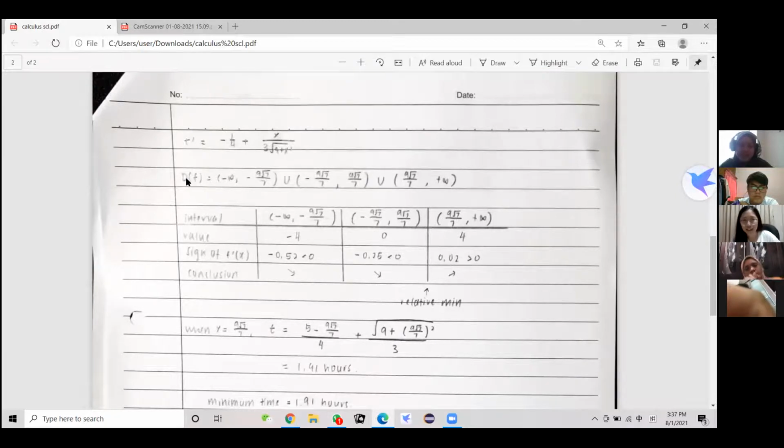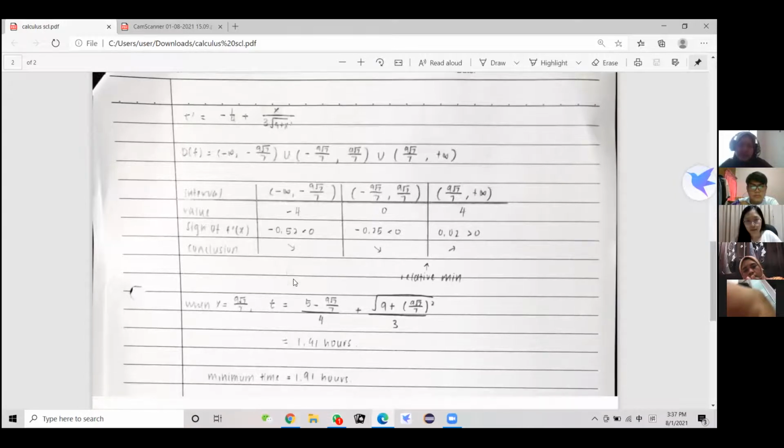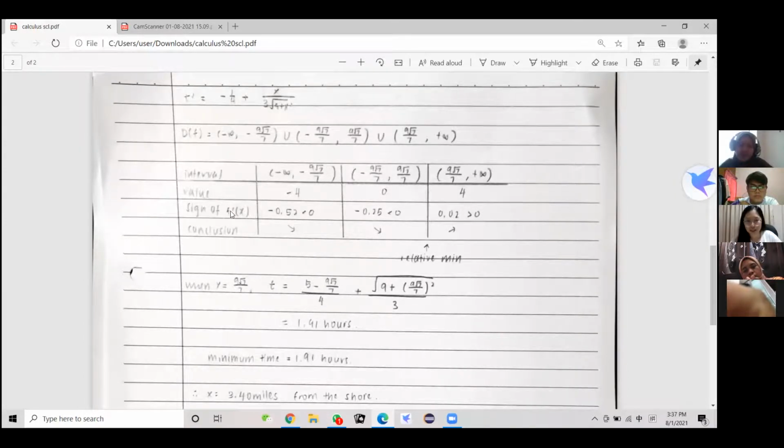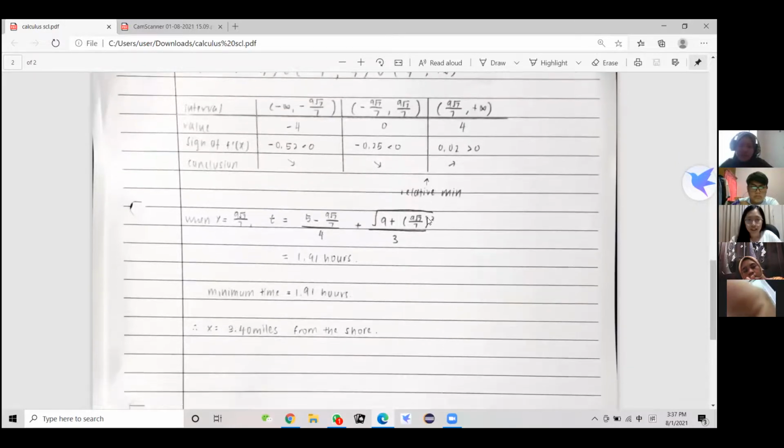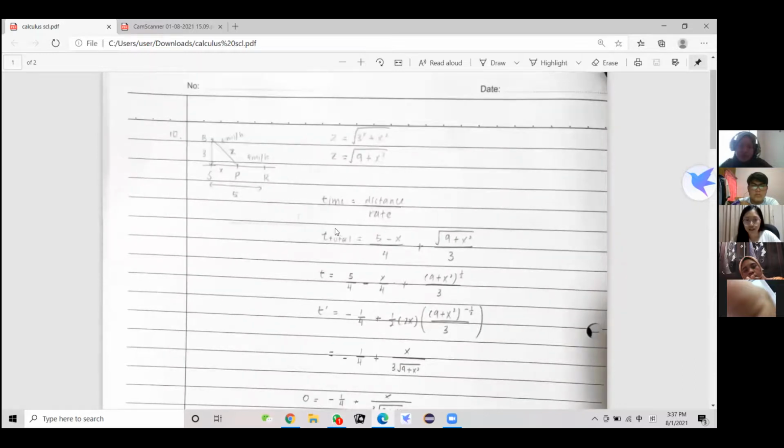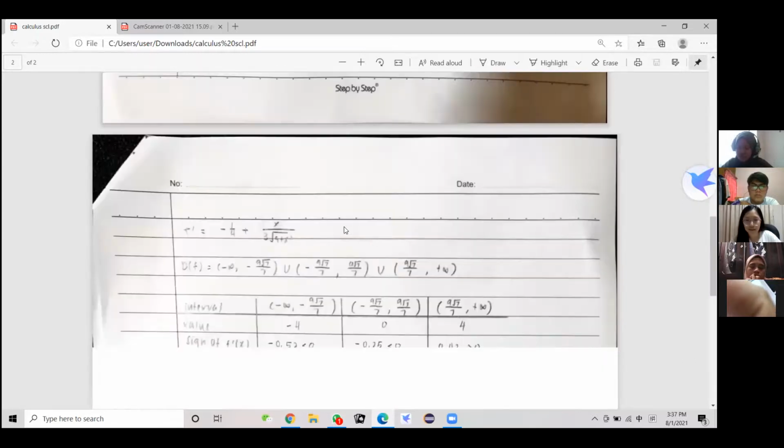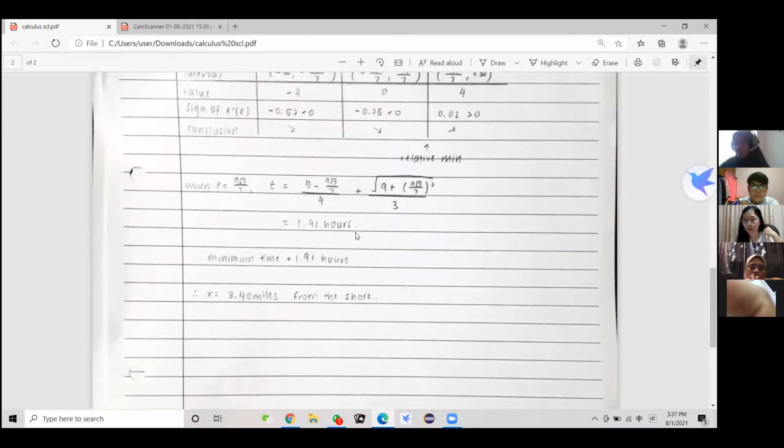From here, I get the domain, the interval, and I make the table for T prime. Then I got a relative minimum at 9 root 7 over 7, and I substitute it into the original equation. I get the time 1.91 hours. So the minimum time needed is 1.91 hours.